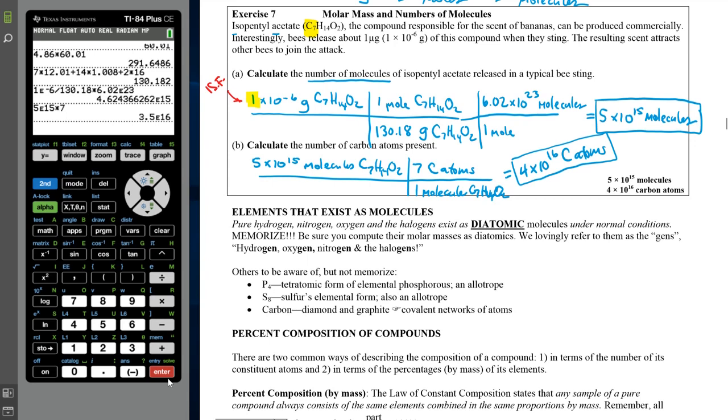So you're going to see those quite often in various equations throughout the year, but it's only the case when they exist as elements. So hydrogen, nitrogen, oxygen, you see those listed here. Hydrogen, nitrogen, oxygen, and the halogens. And the notes here refer to them as the gens. Okay? Hydrogen, oxygen, nitrogen, and the halogens, which remember are group 17.